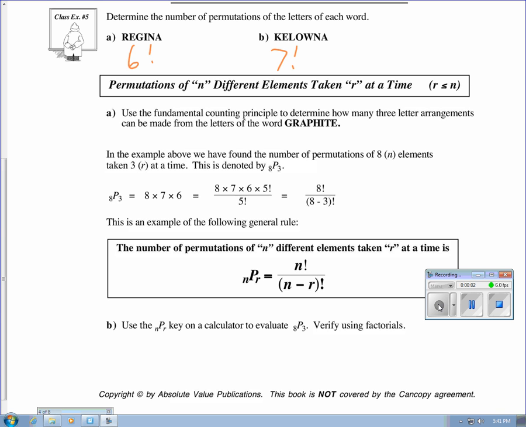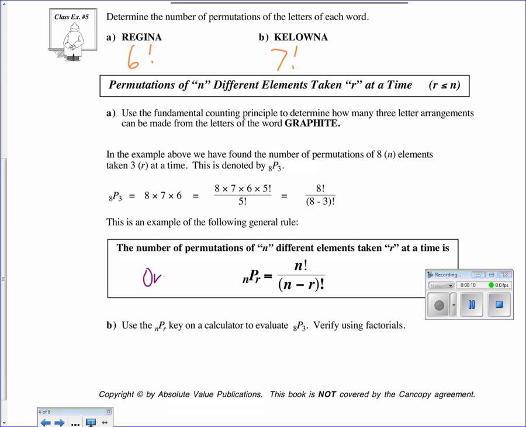So our new notation is going to involve a formula that's on our formula sheet, the number of permutations, or arrangements with order. Here's where order matters. We can use the fundamental counting principle to establish this as a good rule. I'm looking at the word graphite, which has no repeated letters in it, and I want to take 3 of those letters.